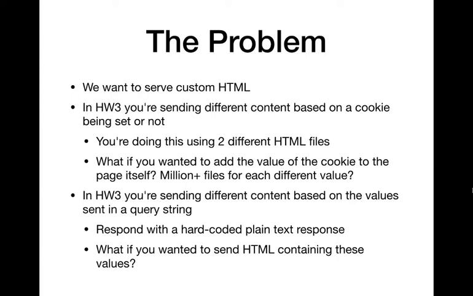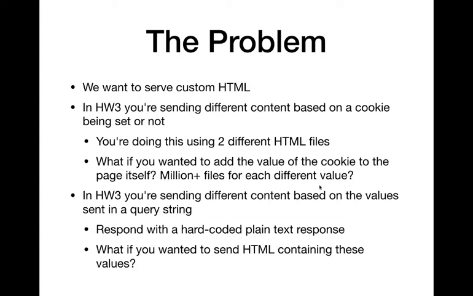We almost faced this problem a few times, but I carefully crafted the objectives to be able to not have to face this problem. In homework 3, you had these two issues where you need to send different content based on whether or not a cookie is set. And so we want custom content in our HTML. We got around this by just saying, okay, create 2 separate HTML files. Check if the cookie's set or not, and then serve one or the other file, just the whole file. So we're not making different content based on that cookie.